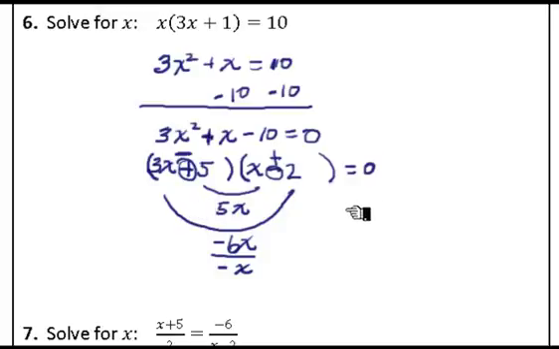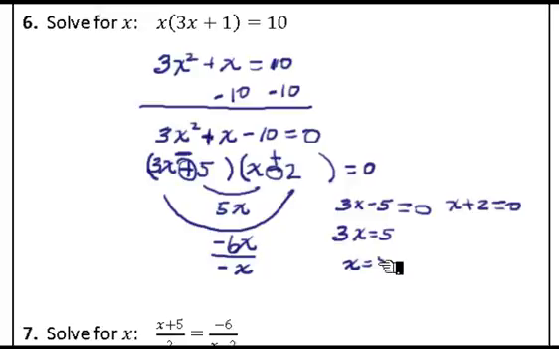All right, now let's do the setting each term equal to 0. So we have 3x minus 5 equals 0, and x plus 2 equals 0. And let's just solve these. 3x is equal to 5. x is equal to 5/3. All right, so that's one solution. And here subtract 2 from both sides, and we have x is equal to negative 2. Okay, and that's another solution.